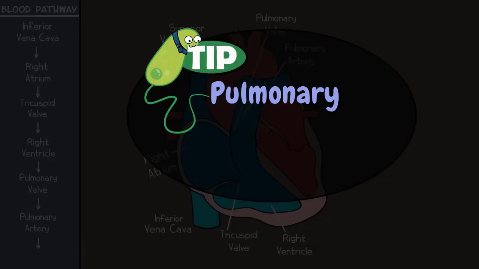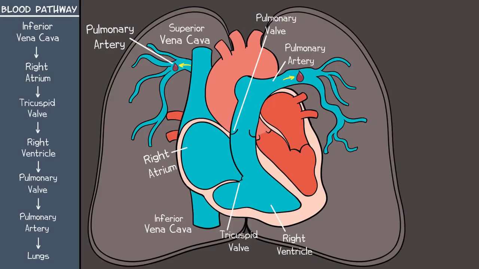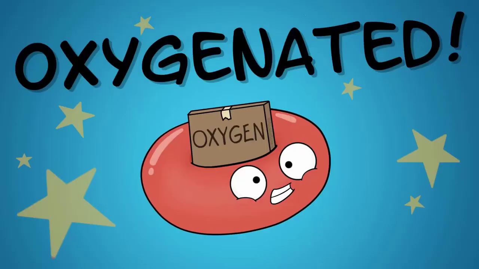By the way, when you see the word pulmonary, it likely involves lungs. The pulmonary artery takes blood to the lungs. The lungs are where red blood cells in the blood will take on oxygen and release carbon dioxide. Now this blood is oxygenated.